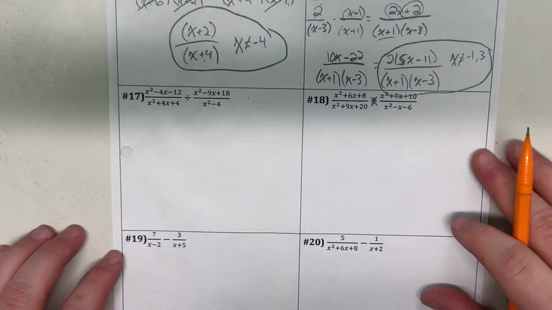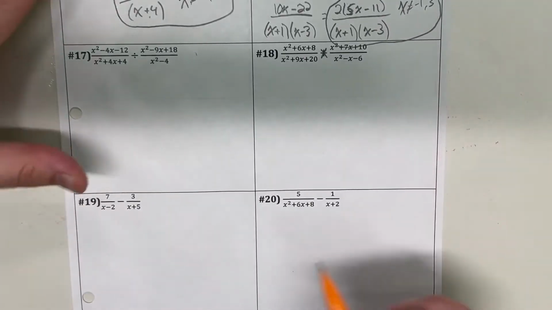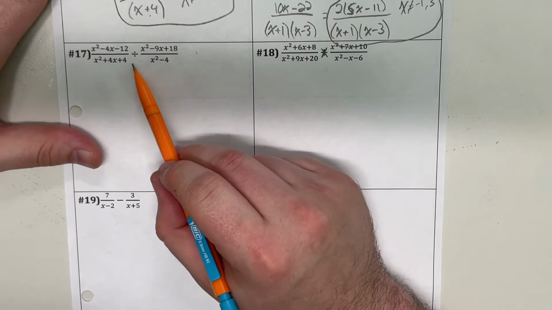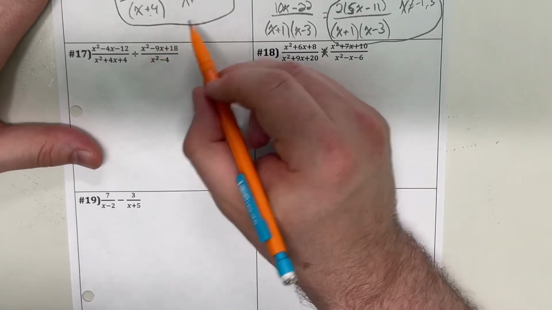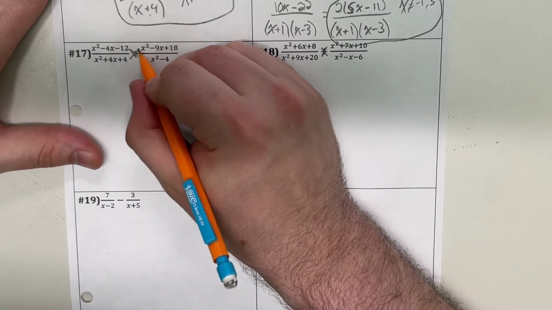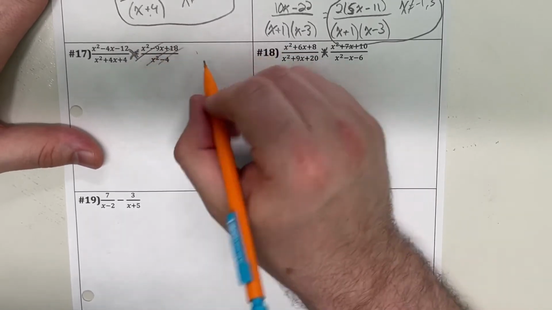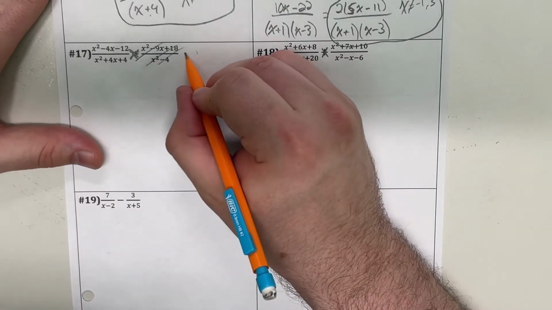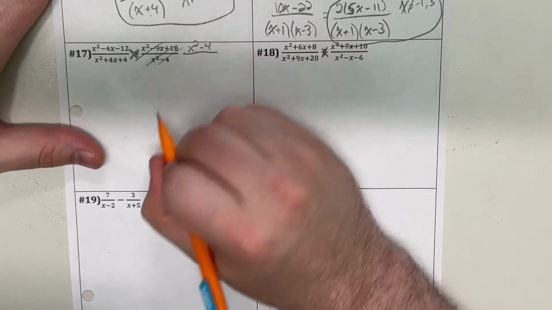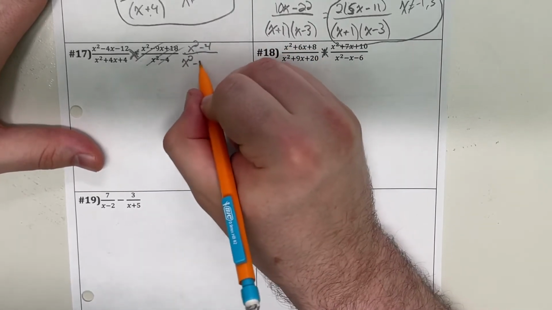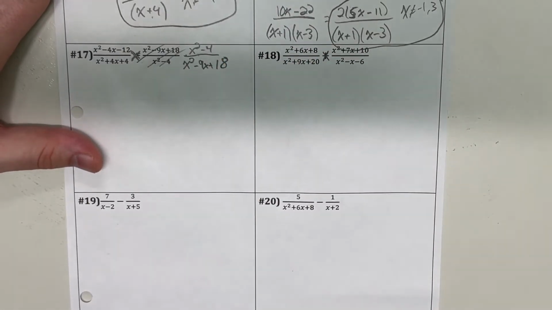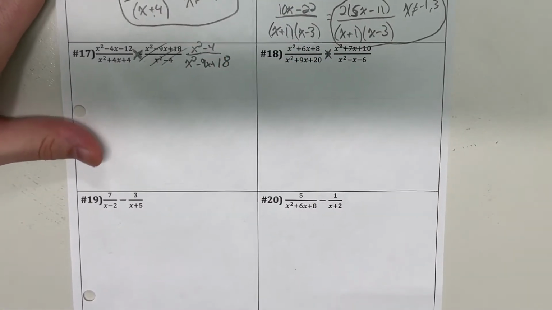For number 17, make sure you're multiplying by the reciprocal because you are dividing fractions. So what I can do is this. I can make this into a multiply. So I'm changing this to multiplication. I'm going to say this is the same as this. So I multiply by the reciprocal. So I have x squared minus 4 in the numerator, and I now have x squared minus 9x plus 18. So again, make sure if you're dividing fractions, you can multiply by the reciprocal.